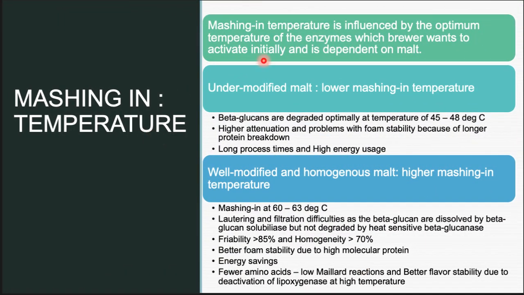Mashing in temperature. Mashing in temperature is influenced by the optimum temperature of the enzyme which the brewer wants to activate initially and is dependent on the malt. Under-modified malt requires a lower mashing in temperature whereas well-modified malt requires a higher mashing in temperature. Modification refers to the sum of the processes that occur within the starchy endosperm during malting. During modification, beta-glucans and pentosans in the walls of the cells of the endosperm are degraded. Some proteolysis occurs and starch granules, especially the small type, are broken down.